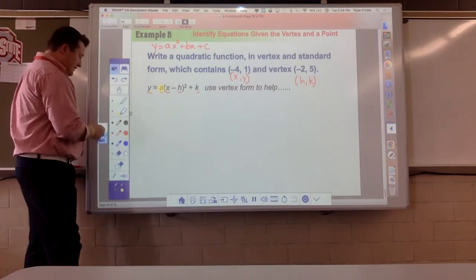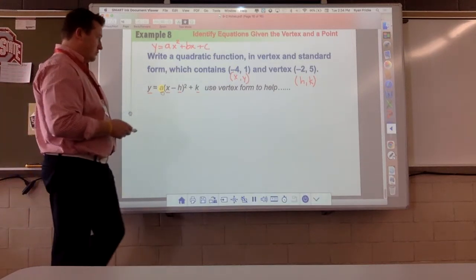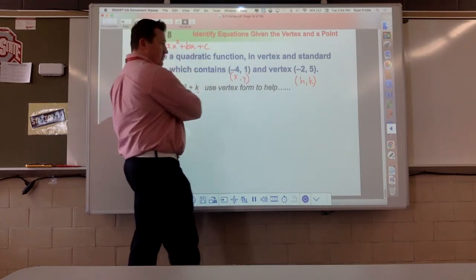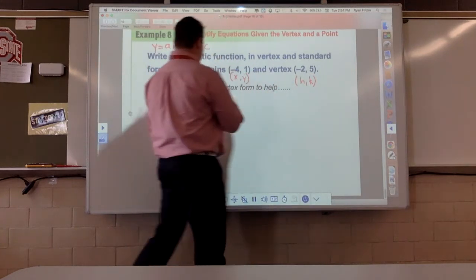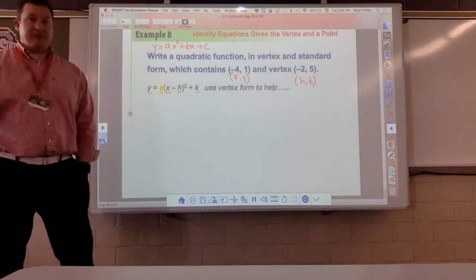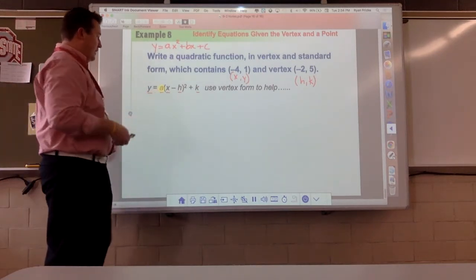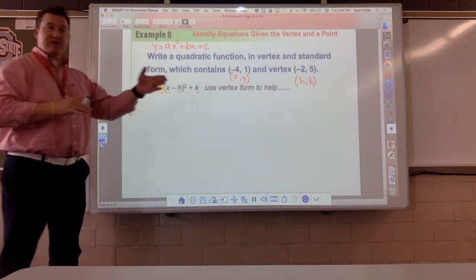Here is all we need to do. I need to substitute in these x and y values where they go, and these h and k values where they go. The formula will take care of everything else. Then we're going to solve our equation for a. Okay? So if you want to try to do this, plug those numbers in where you think they go.